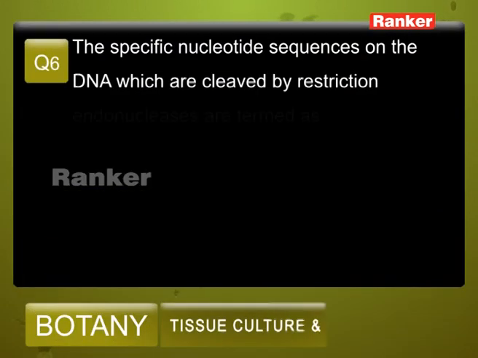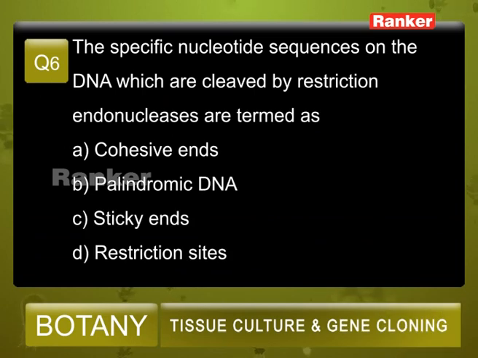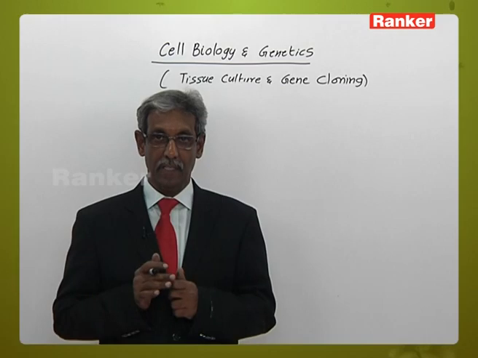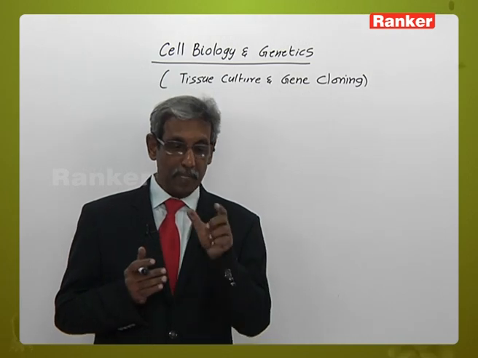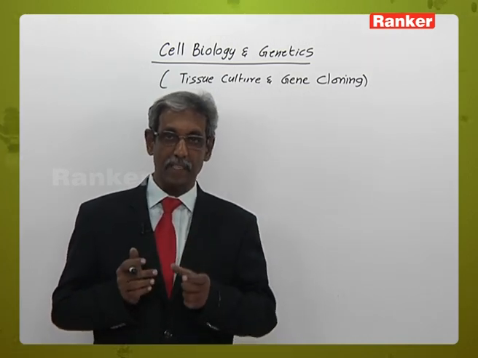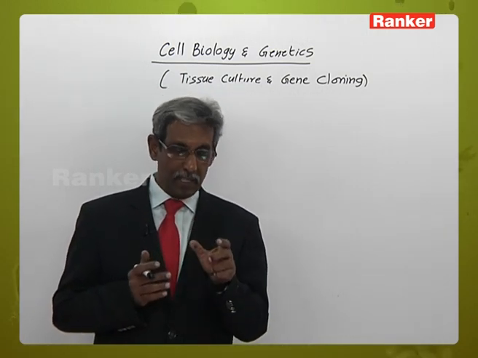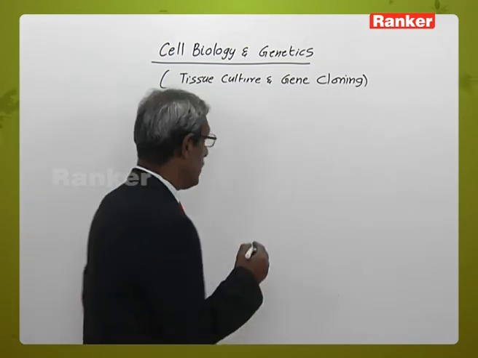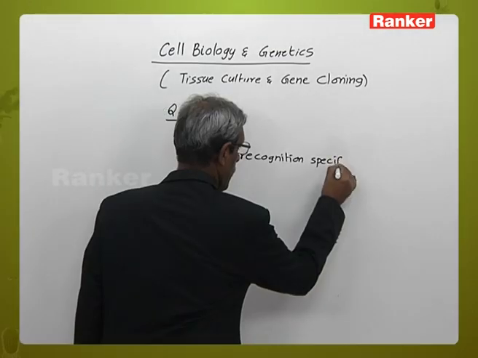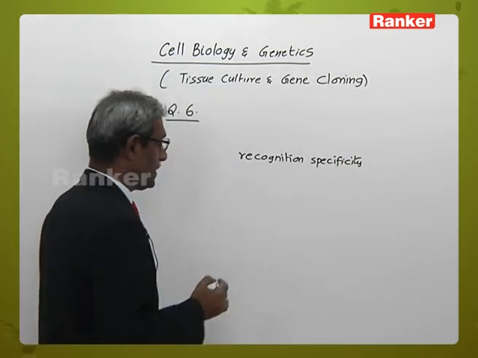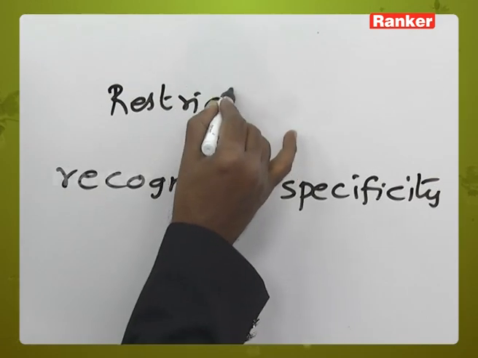Question number 6. The specific nucleotide sequences on the DNA which are cleaved by restriction enzymes are termed as A. cohesive ends, B. palindromic DNA, C. sticky ends, D. restriction sites. Supposing we have a DNA and the DNA is made up of nucleotide sequences. Among the nucleotide sequences, if there are specific nucleotide sequences, these specific nucleotide sequences are recognized by restriction enzymes. So, this specific recognition is termed as recognition specificity. So, recognition specificity is a characteristic feature of restriction enzymes.